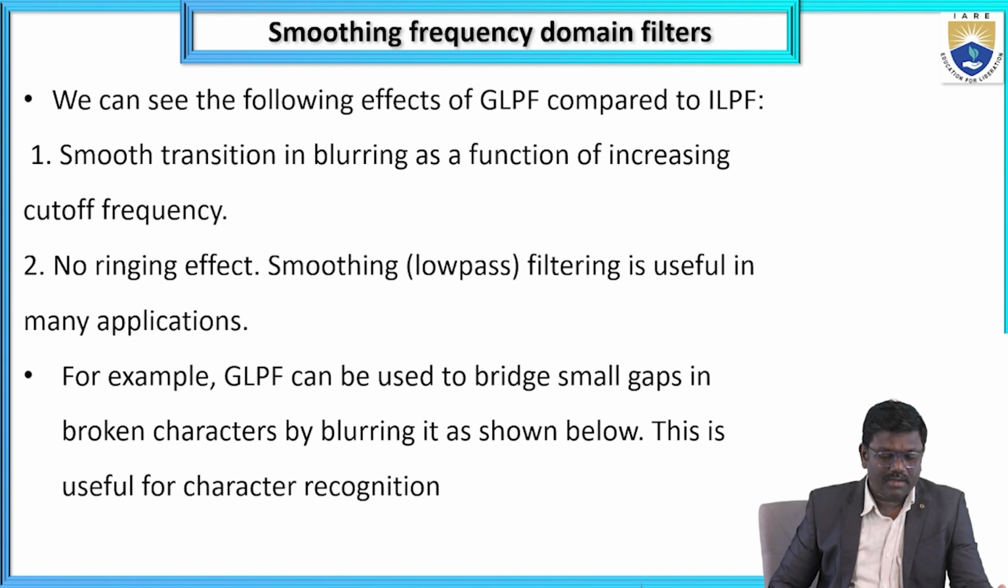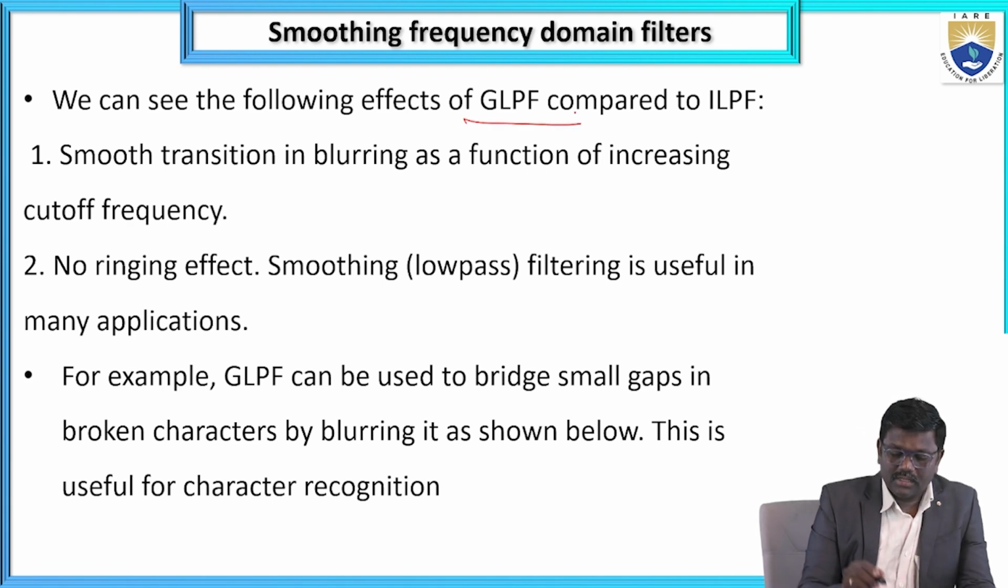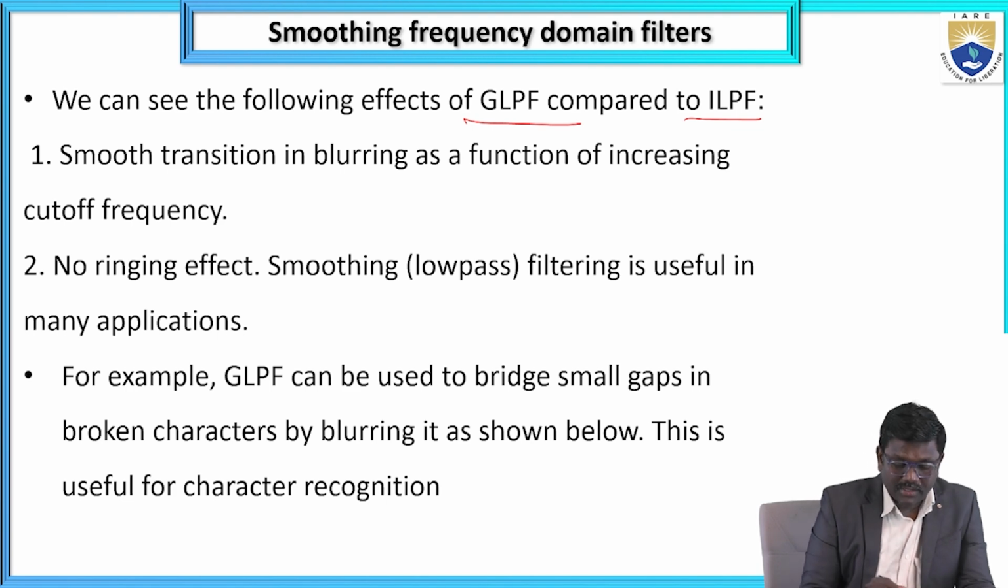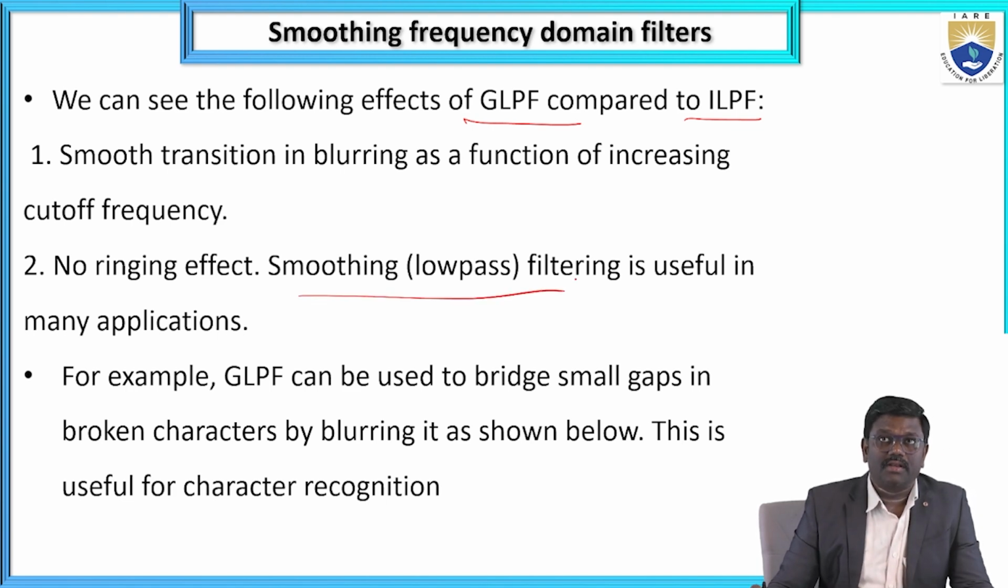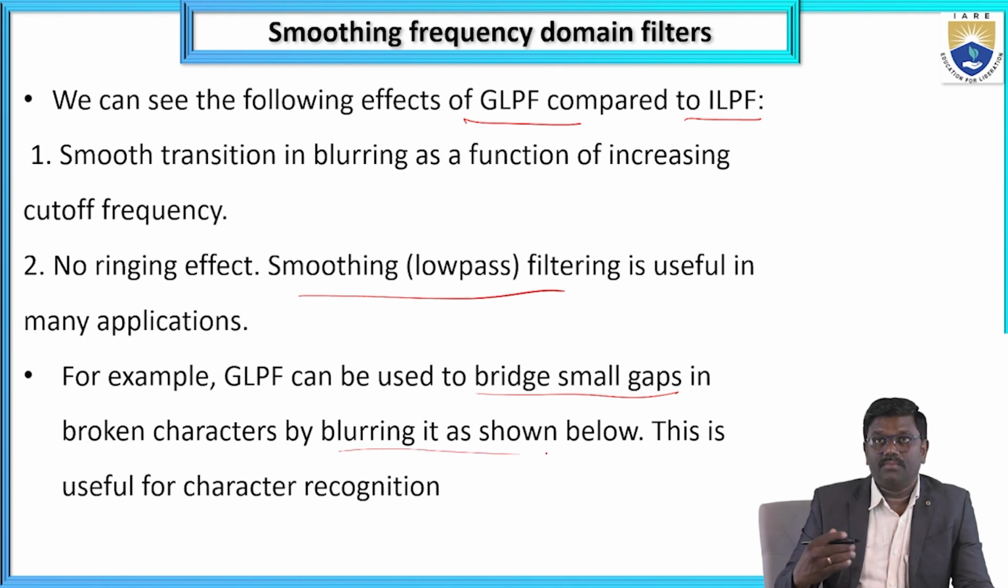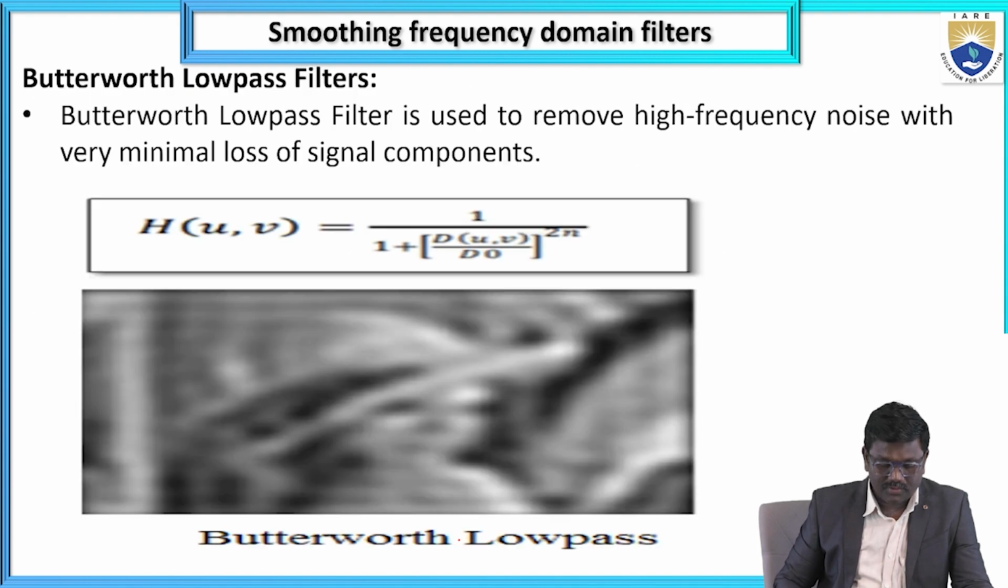And last but not least, I'm also extending here the smoothing frequency domain filters. We can see the falloff effects of GLPF compared to ILPF, the ideal low pass filter processing. We are expecting 100% smooth filtering, as is usual in many applications. For example, the best application is to bridge small gaps in broken characters by blurring, as shown below. This is useful for the character recognition process.